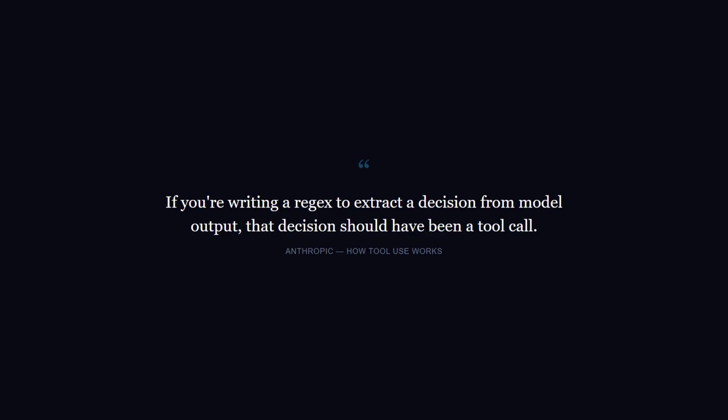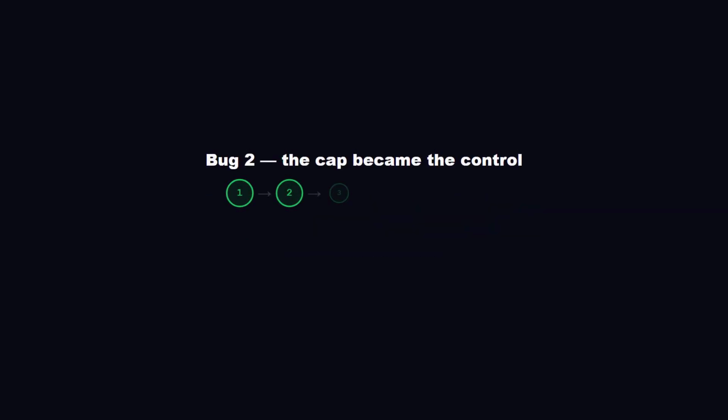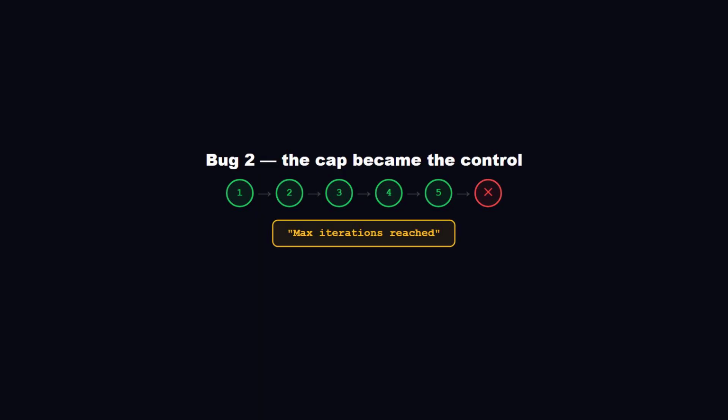2. The for loop, for i in range of 5. The cap is now your primary termination check. So a task that needs 6 steps returns max iterations reached with the work half done. 3. Appending only the result and forgetting the assistant turn. That's the bug we just fixed.